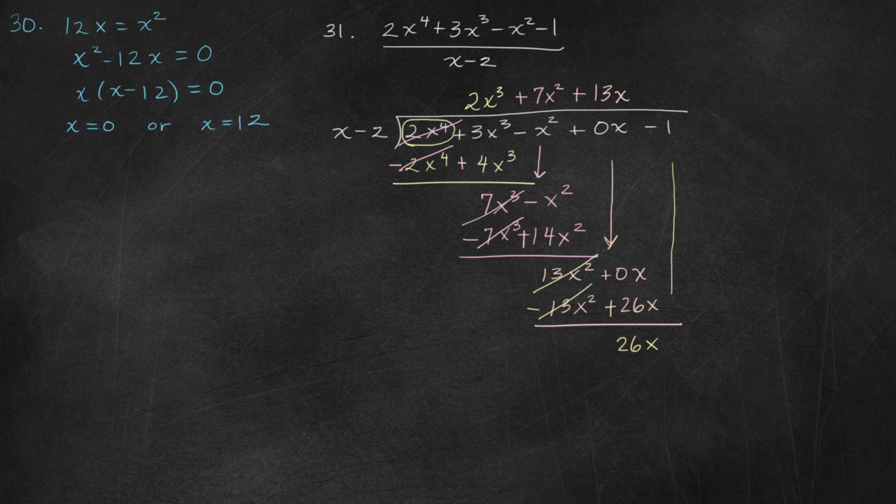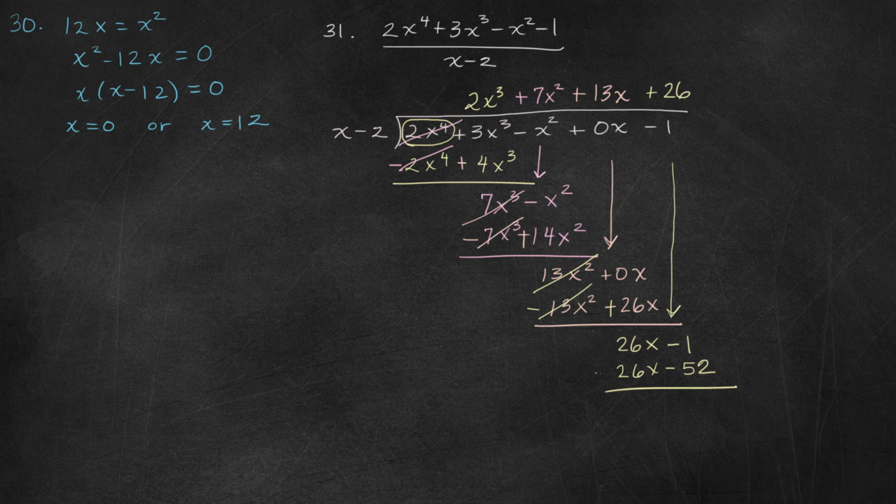I'm going to bring down my last term and go again. This is not yet my remainder because this is degree 1 and my divisor is also degree 1. So I go again. What do I multiply x by to get 26x? I multiply it by 26. Now I'm going to take the 26, multiply it by the divisor. I get 26x minus 26 times 2 is 52. And I need to subtract there.